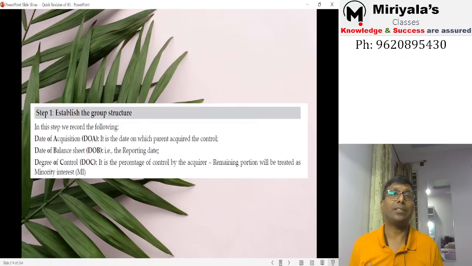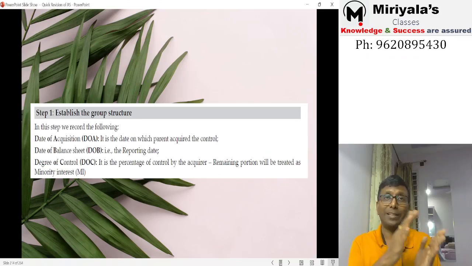Generally I teach in the classroom that there will be 6 steps. Step number 1 is the basic information you have to identify from the question. First one is the date of DOA, DOB, DOC. DOA is date of acquisition. This is very important. If you don't make it, then there will be a problem.